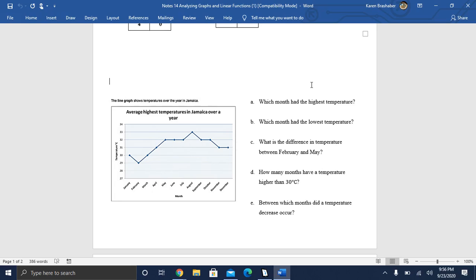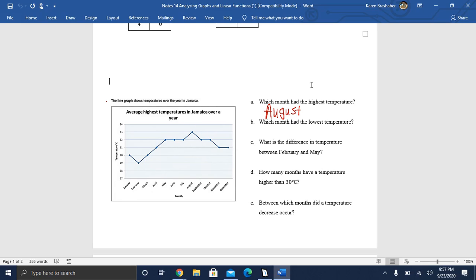So the first one is, which month had the highest temperature? So we would need to look at our top data point, and that occurs right here. And so what month that is in would be August. So we're going to look and answer some questions.